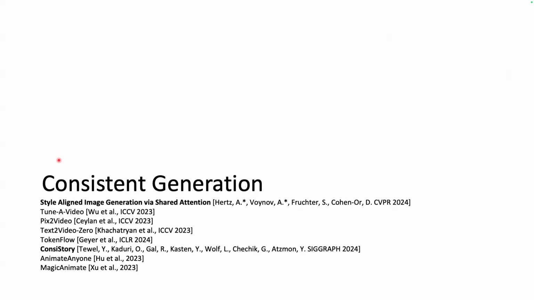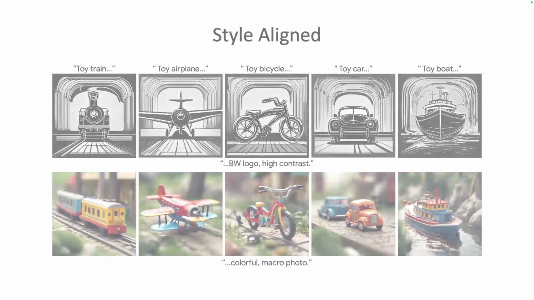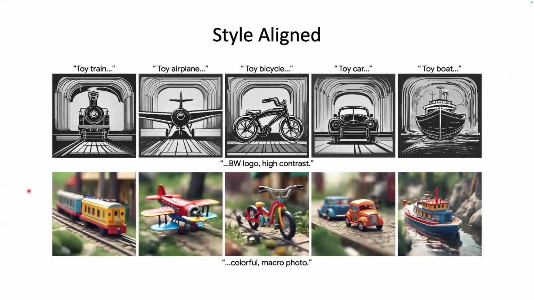And what exactly do I mean when I say consistent generation? The consistency can be in different aspects. Okay, so we're going to see two different works that allow for consistent generation. In the first work, the goal is to have consistency in terms of the style of the image. For example, we want to generate different vehicles, toy train, toy airplane, and so on. And we want to have a common theme for these images. We want it to look like a black and white logo with high contrast.